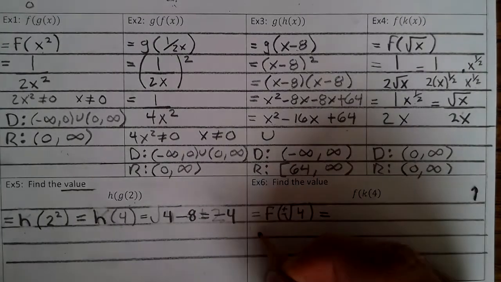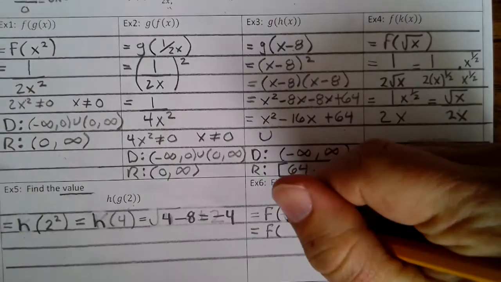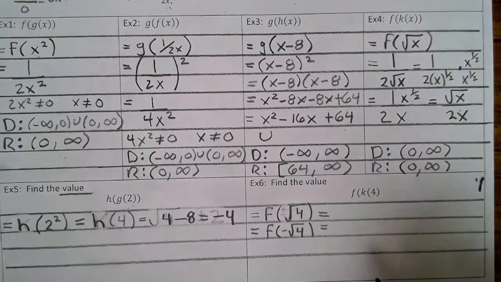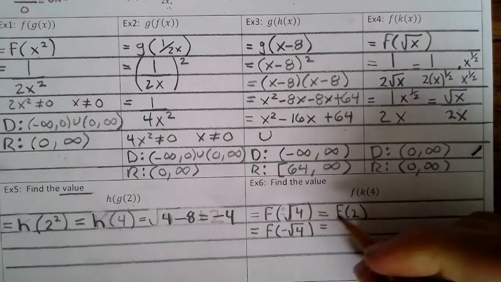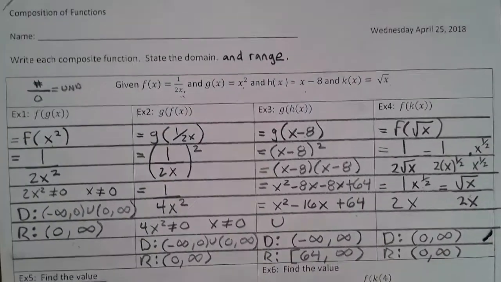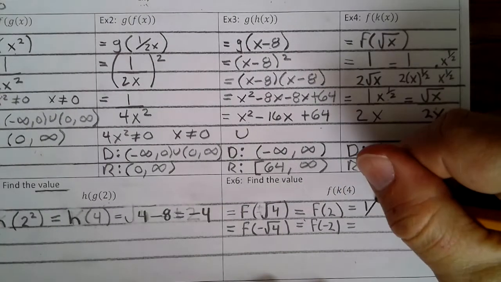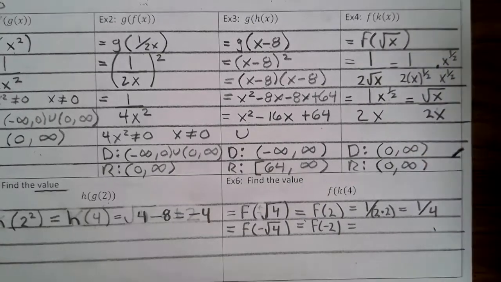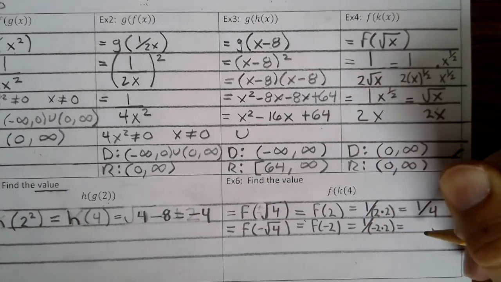So what we really need to do is do this twice. So let's do f of the positive square root of 4 and the negative square root of 4. So the square root of 4 is 2, and the negative square root is negative 2. So we're plugging that into f. So f is 1 divided by 2x. So 1 divided by 2 times positive 2 equals 1/4. And then 1 divided by 2 times negative 2 equals negative 1/4.